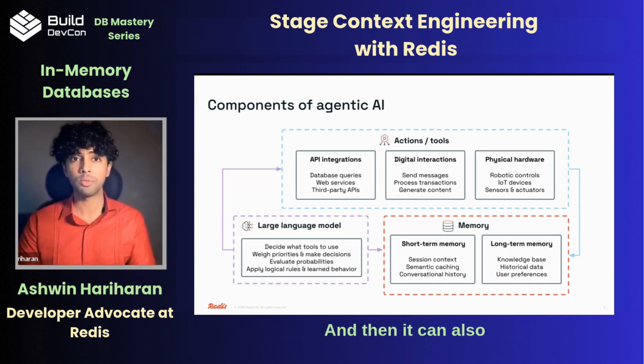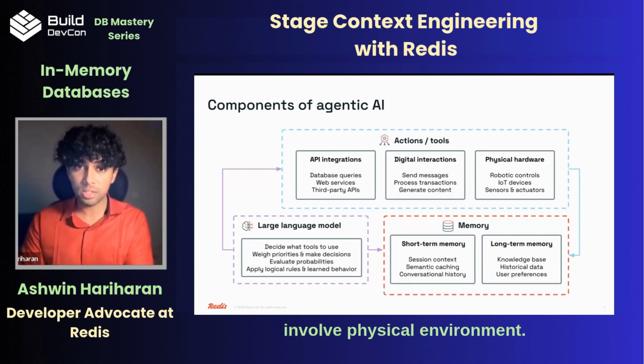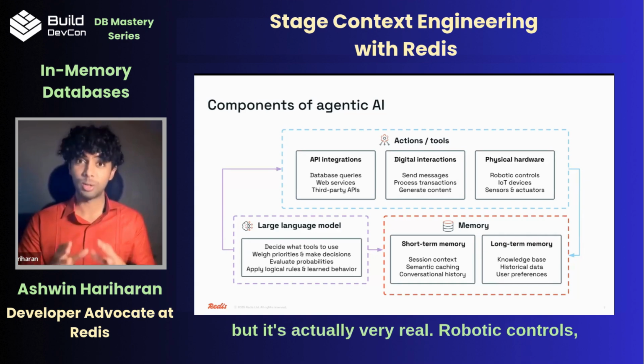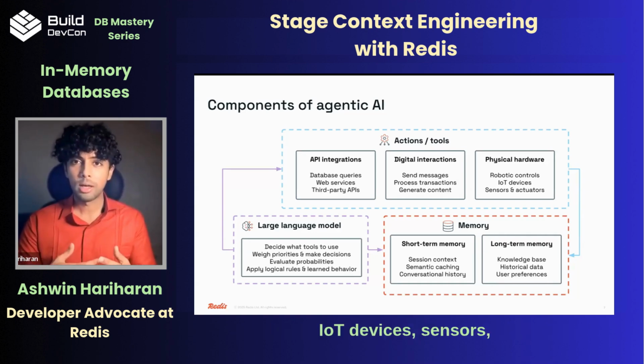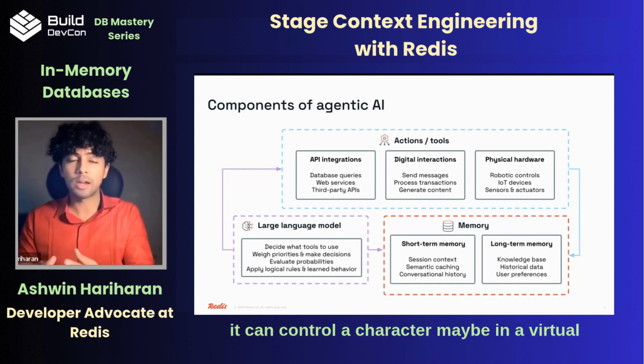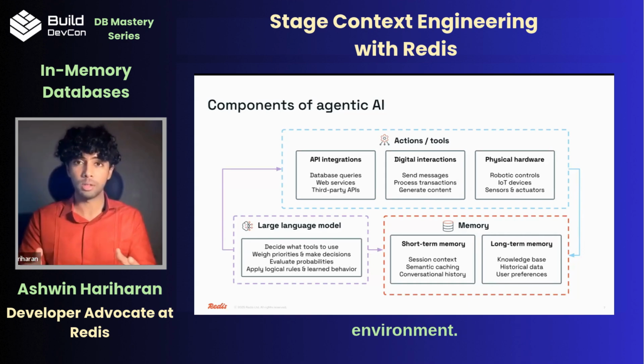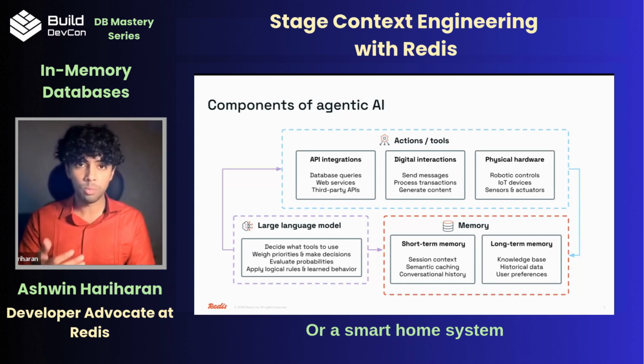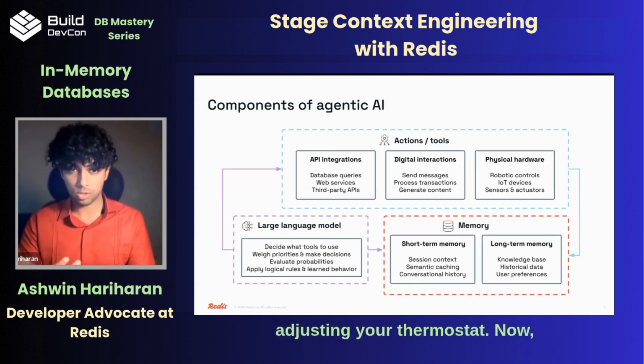And then it can also involve the physical environment. Now, this is where it can get a little sci-fi, but it's actually very real: robotic controls, IoT devices, sensors. It can control a character maybe in a virtual environment. But this can also be a robot arm in a warehouse or a smart home system adjusting your thermostat.